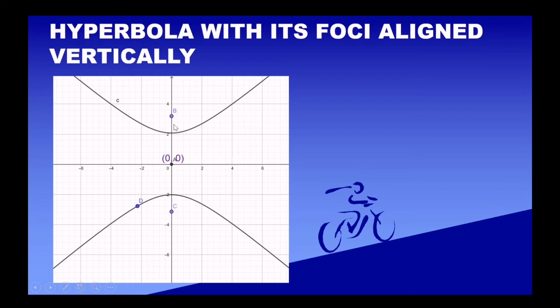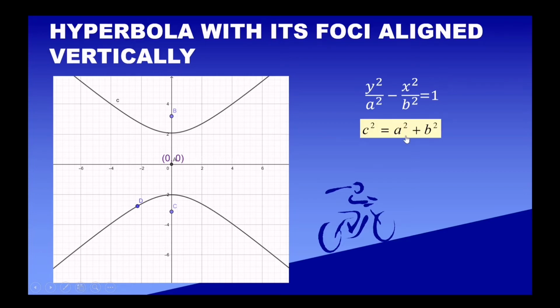Ito yung graph natin, which is the foci F1 and F2 along the y-axis. And the opposite directions of the branches of the hyperbola are above and below the y-axis. So tingnan natin yung equations of the hyperbola, which has foci aligned vertically. Yung y natin and x, there will be a transition of the variables.